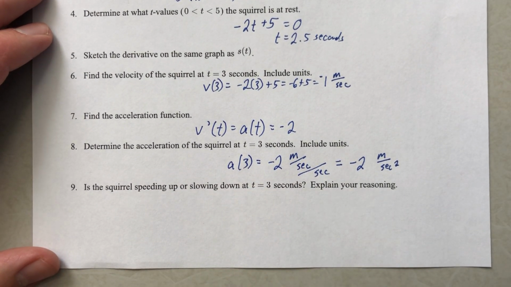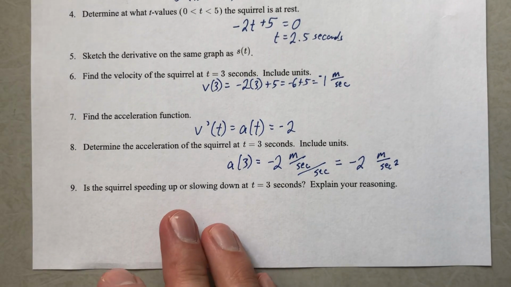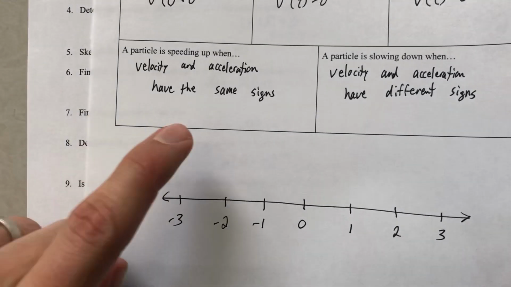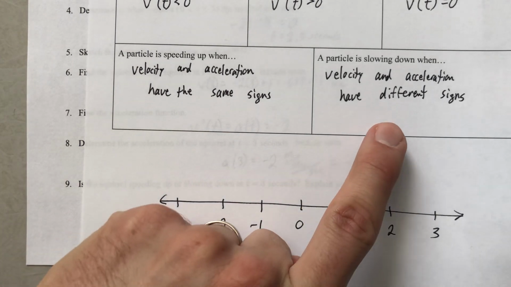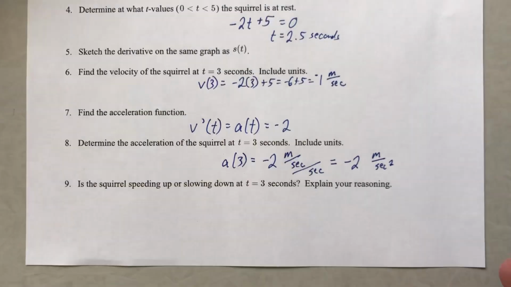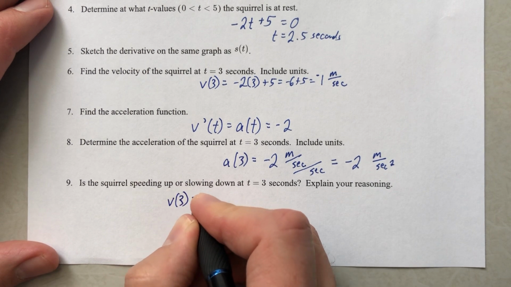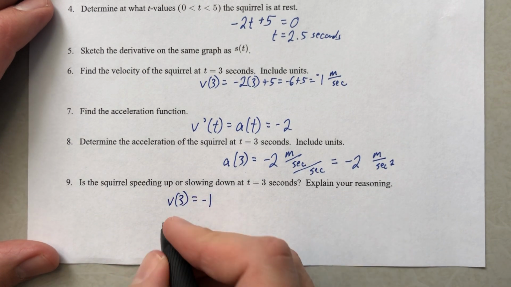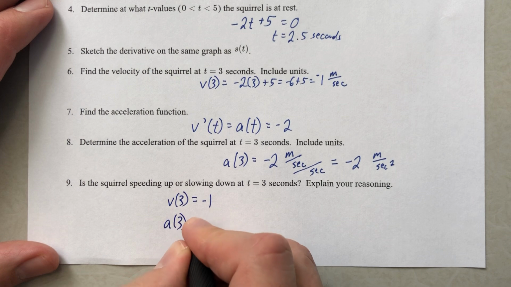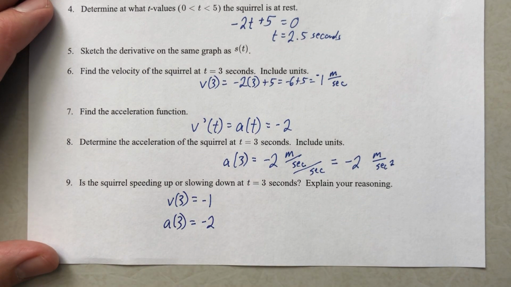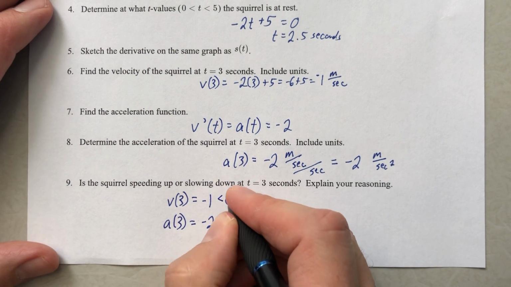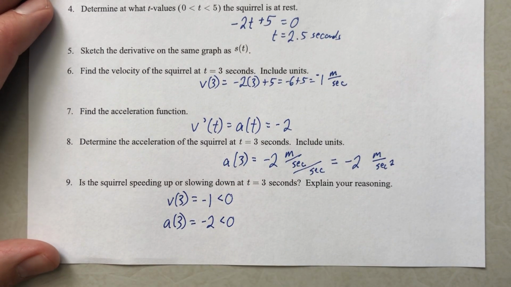Then, is the squirrel speeding up or slowing down at t equals 3 seconds? Explain your reasoning. The squirrel will be speeding up when velocity and acceleration have the same sign, and slowing down when velocity and acceleration have different signs. Let's figure it out. Because the velocity at 3 was negative and the acceleration at 3 was negative, they both have the same sign. I'm going to get a little technical here. You don't have to, but I did.